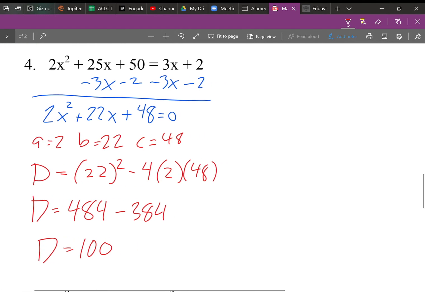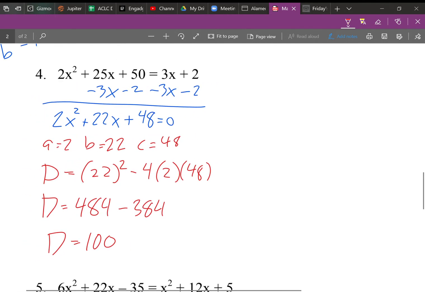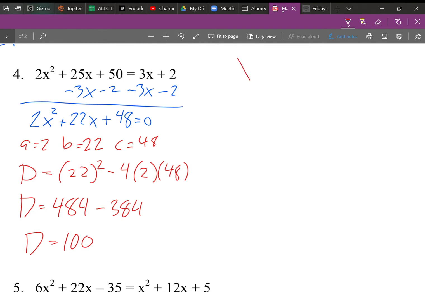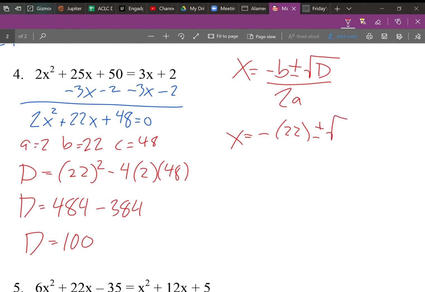So now let's go ahead and write down our quadratic formula. So we're using x equals negative b plus or minus the square root of d over 2a. When we substitute, we end up with negative parenthesis 22, because b is 22, plus or minus the square root of 100, because d is 100, over 2 times 2, since a is 2.